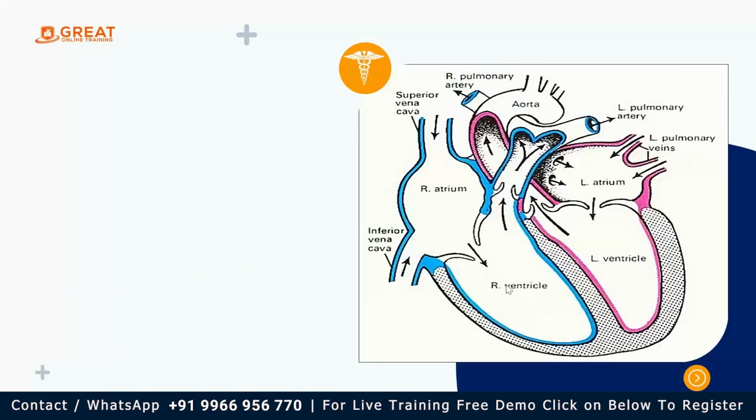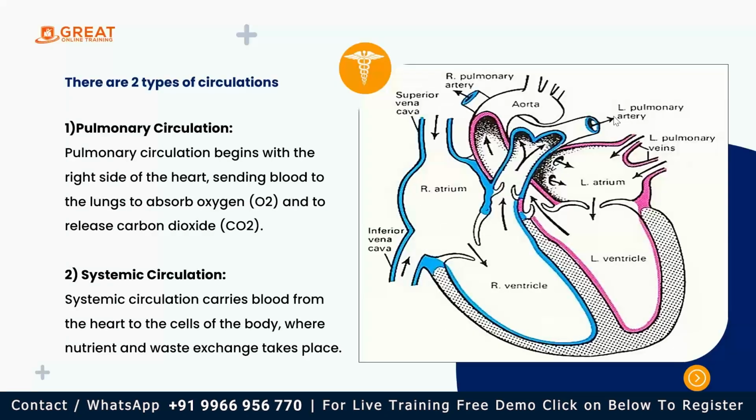In this you can see how our heart is working. At least you can explain this. This is a very good diagram. There are two types of circulation: pulmonary and systemic. Pulmonary circulation begins with the right side of the heart, sending blood to the lungs to absorb oxygen.